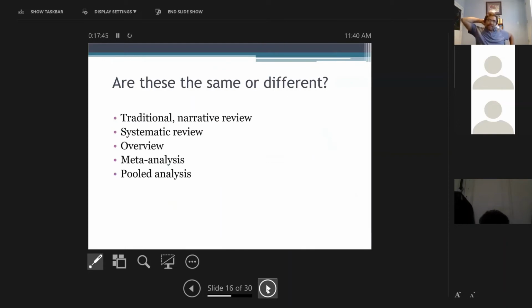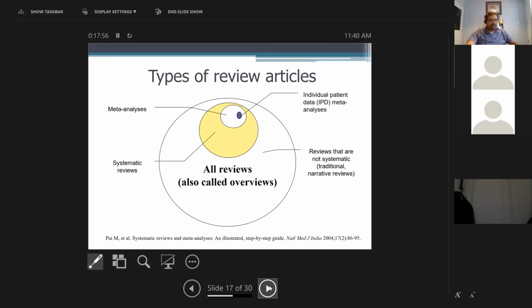So now let's define. I've used the word systematic review. I've used the word pooled estimate. I've used the word meta-analysis. Let's try and tease these apart for you. Okay, so this is some kind of an onion diagram, right?